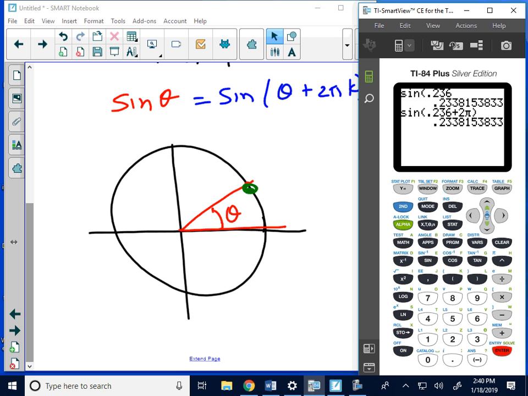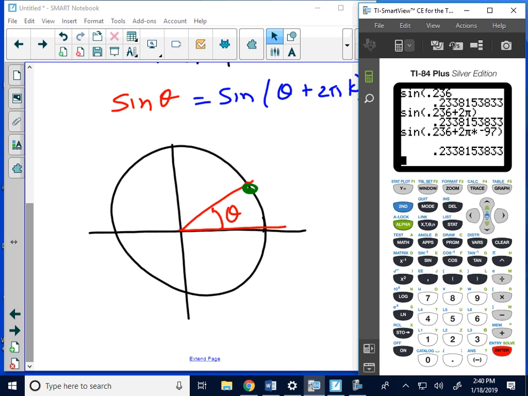I can add 2 pi times anything. So there's my theta, there's my 2 pi. Let me do 2 pi times any integer. I can do 9, I can do -9, I can do -97. It doesn't matter. Any integer I put there, I'm going to get that same sine value. The sine function is periodic. You just keep adding 2 pi's and you get the same number all the time.